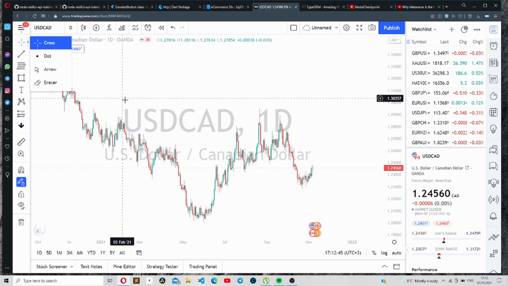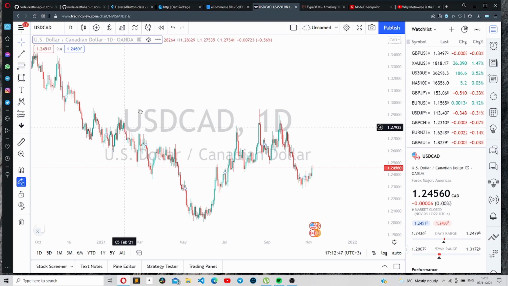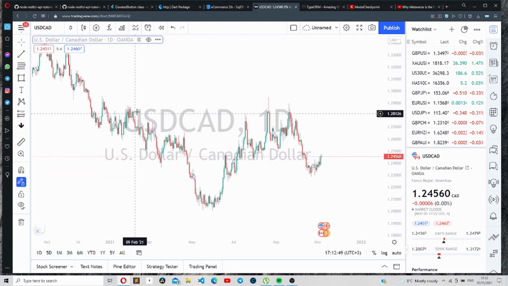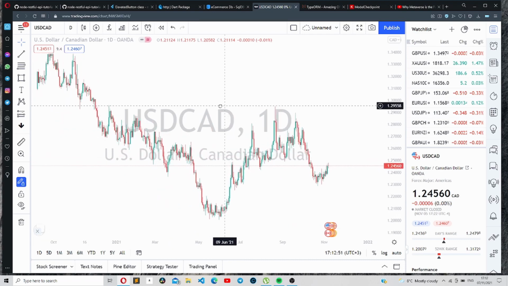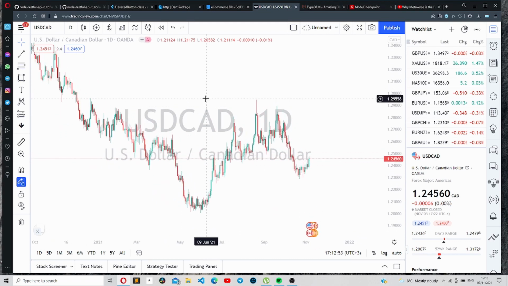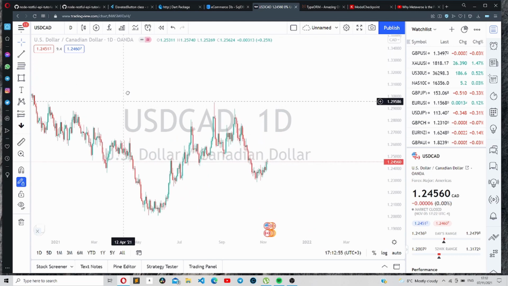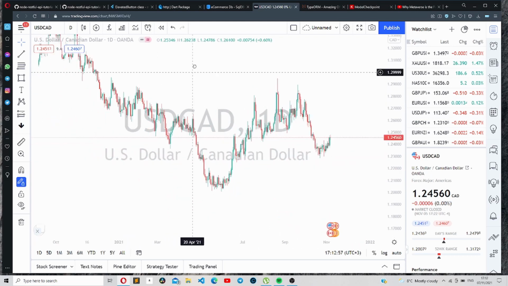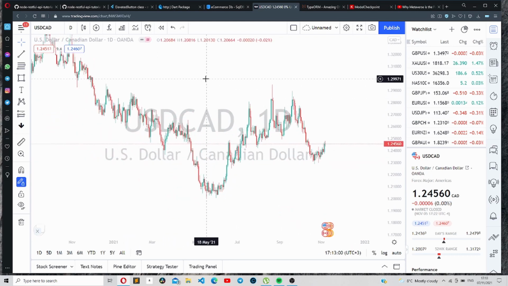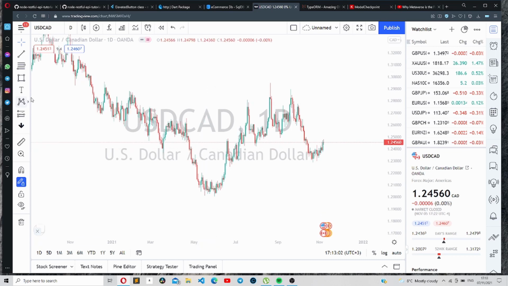Today we are going to be looking at USD CAD. We will be looking for swing opportunities. The first thing, before you get into any market, is that you must determine the direction of the market.